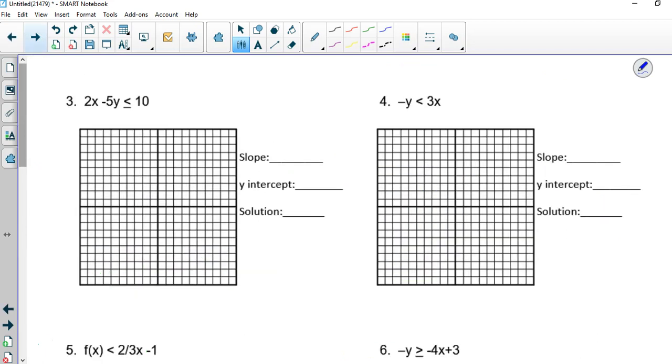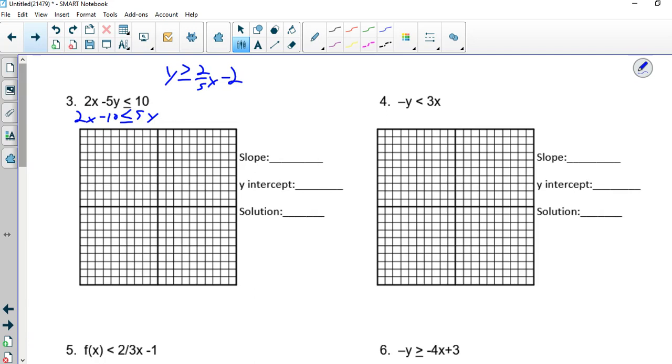Okay, number 3, you can solve this for y. You can put it in y equals mx plus b form, if that's what you like, go ahead and do it. I'm going to move the 5y over to make it positive so I don't have to worry about flipping the sign. So I would get 5y is greater than or equal to, move the 10 over, 2x minus 10. Divide by 5, and I would get y is greater than or equal to 2/5 x minus 2.